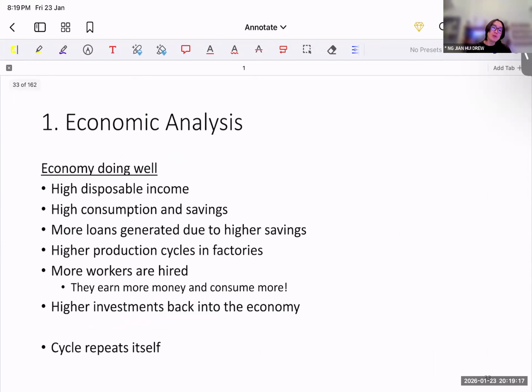So when the economy is doing well, we will have higher disposable income, more consumption, more loans, more production. So everything is going up, right? People are spending more, people are producing more because there's more demand, and the cycle repeats itself. More people are hired, so the cycle repeats itself, right? It builds on and it causes the economy to grow.